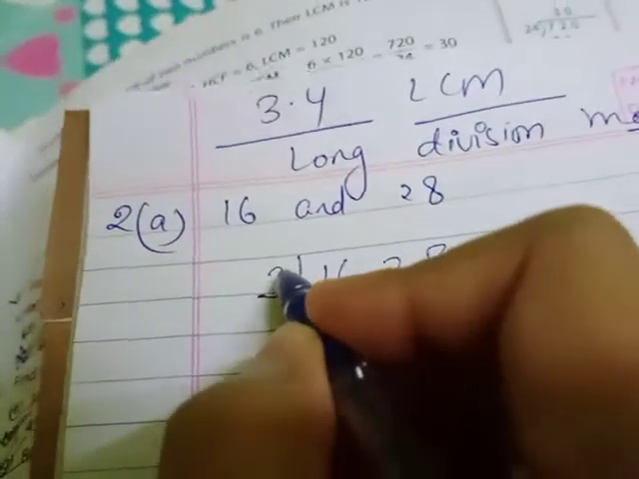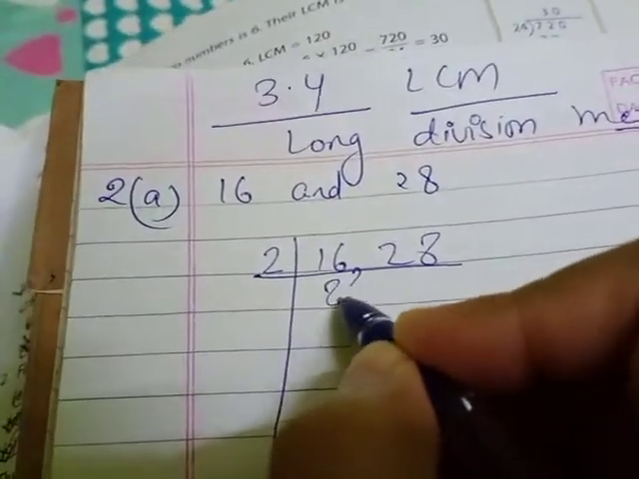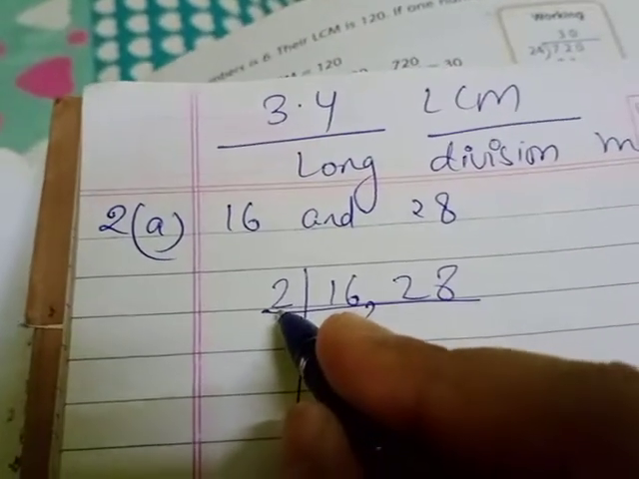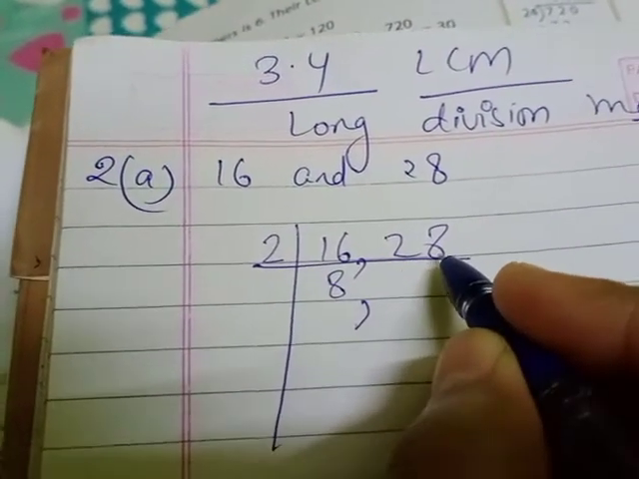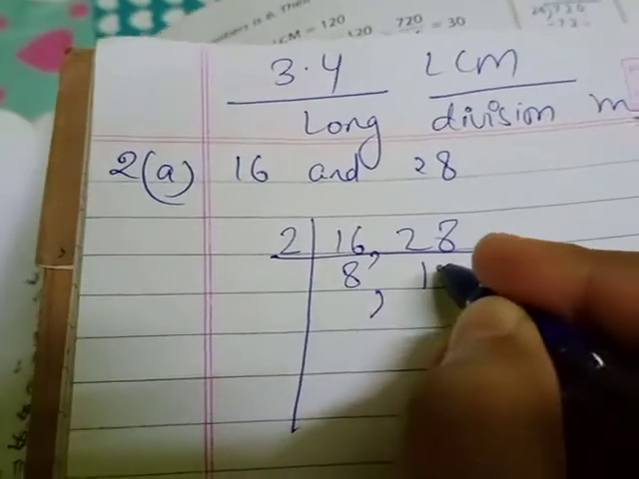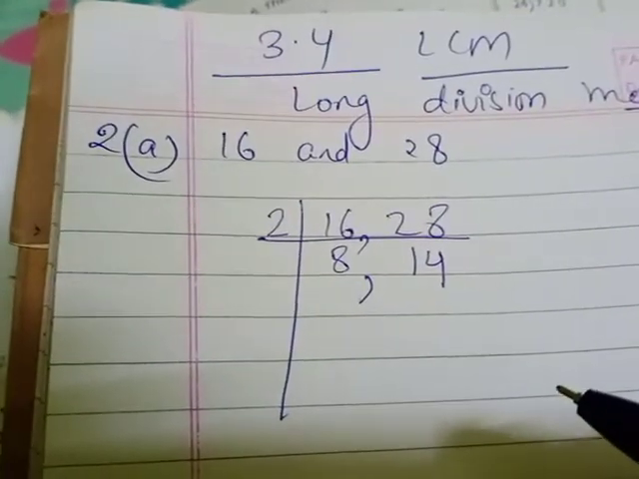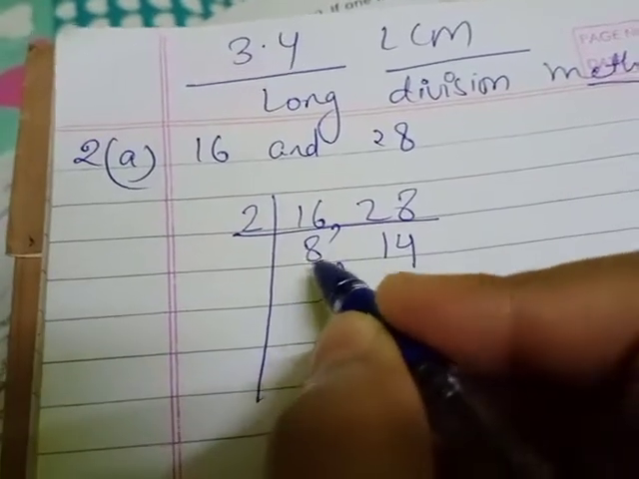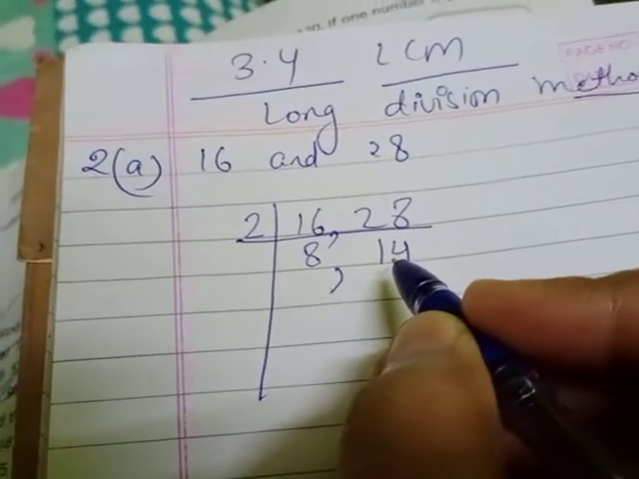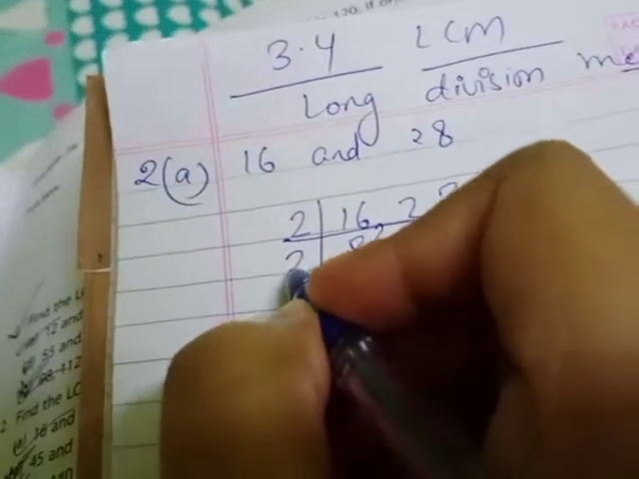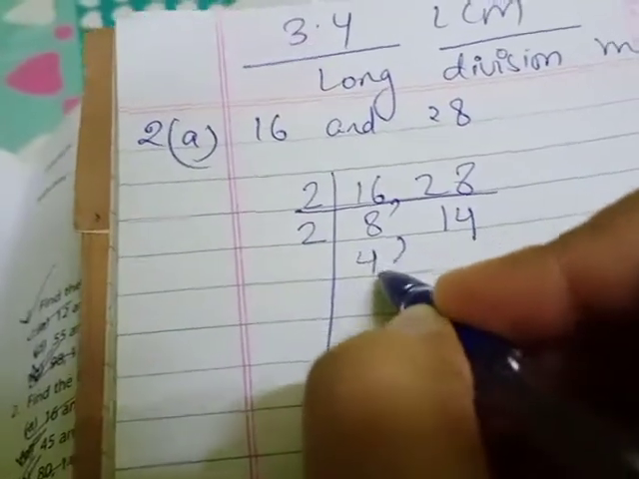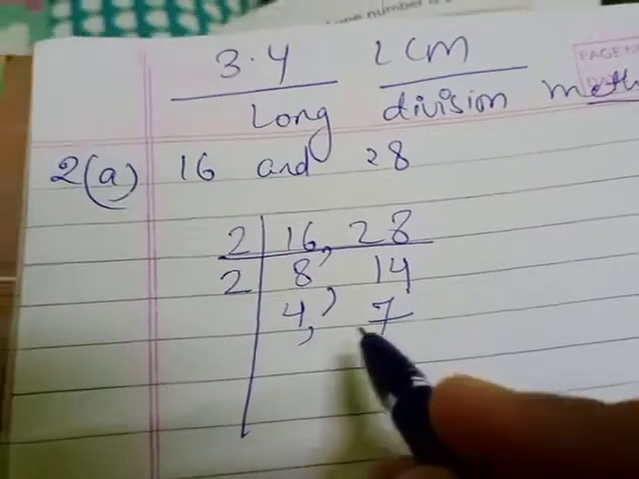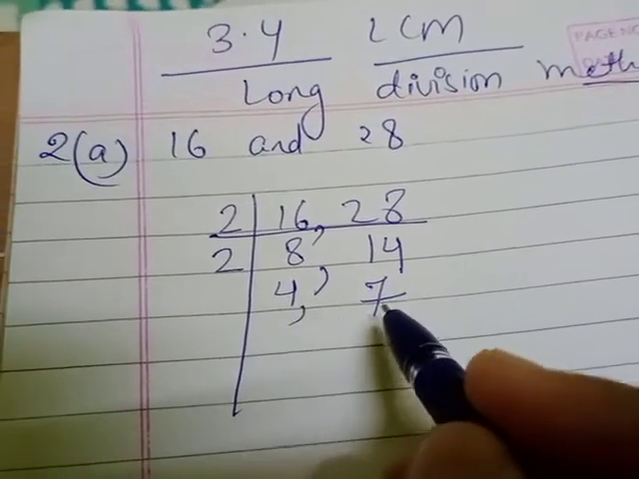So we will write here 2, then 8 times 16. Now in the table of 2 we will see how many times 28 will come? 2 ones are 2, 2 fours are 8, 14 times. Now 8 and 14 both we will see again separately. In the table of 2, 4s are 8 and 7s are 14. Now the other numbers are 4 and 7.